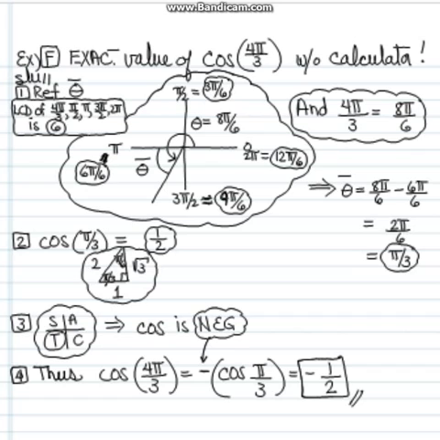And finally, step 4, evaluate the cosine of the given angle, 4 pi over 3. It's equal to the negative of the cosine of the reference angle, which is negative 1 over 2.